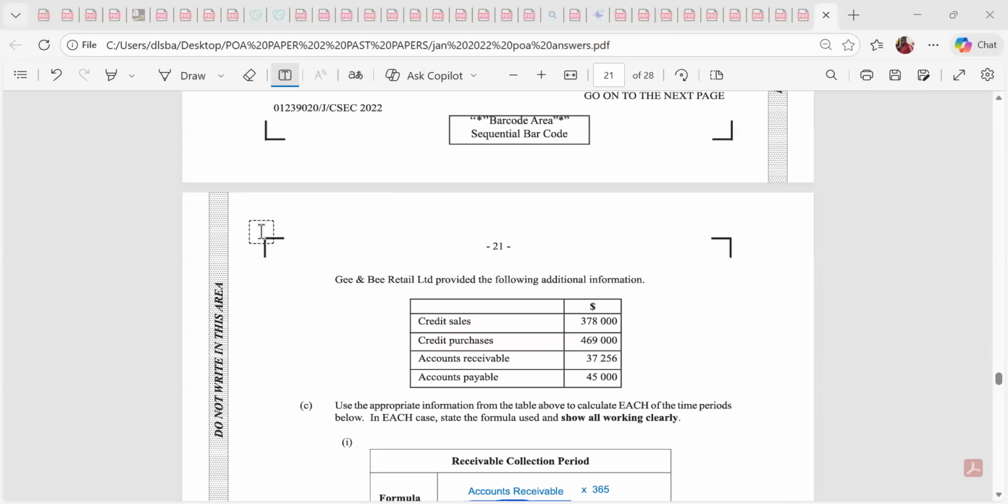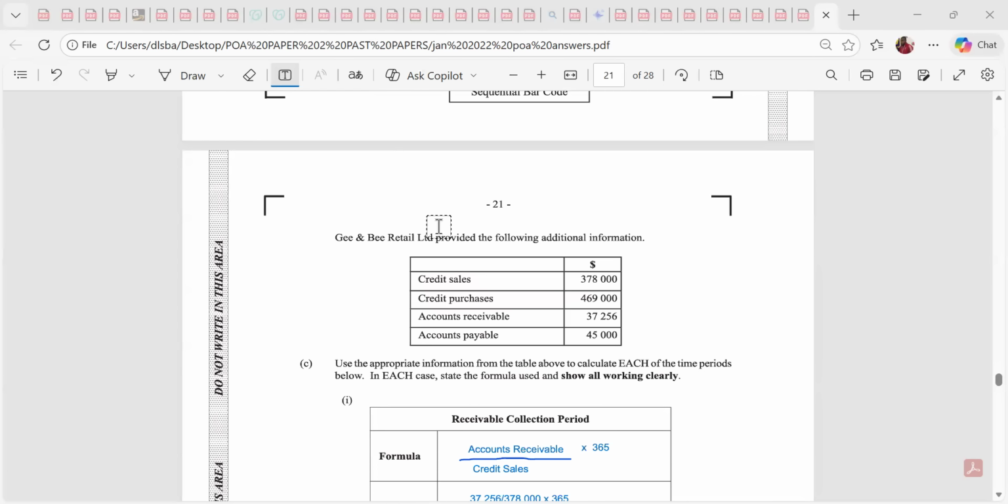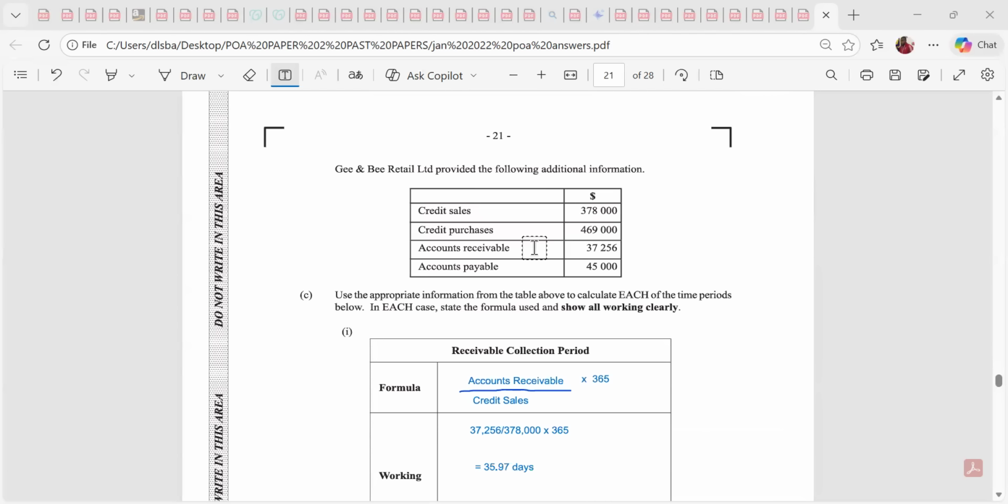Now they have G&B with the following information. It gives us credit sales, credit purchases, accounts receivable, and accounts payable. For all of these questions, you need to know your ratio formulas. No way around it.